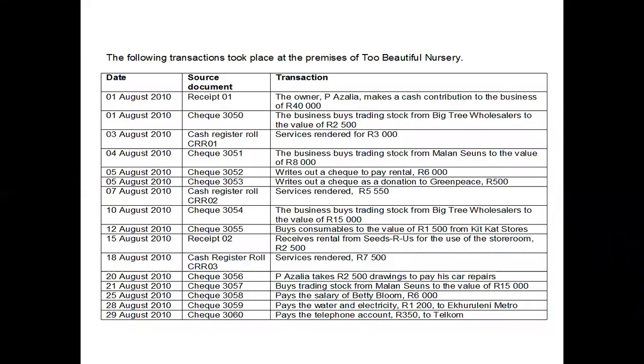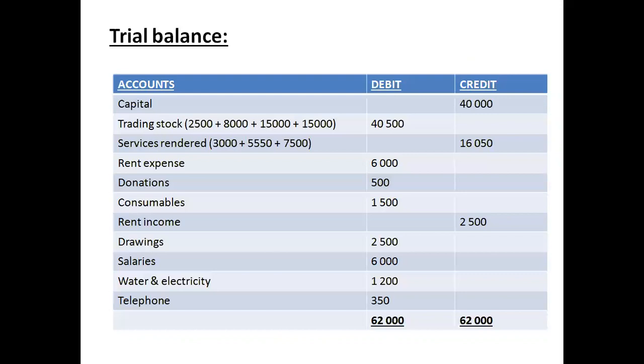Okay, the next one is a services rendered one of 7,500 Rand. We already have a services rendered, so we're just going to add in brackets the 7,500. All right, and you will see that this is the last services rendered transaction. So now you can add it up and put the total in the credit column. Why in the credit column? Because services rendered is an income.